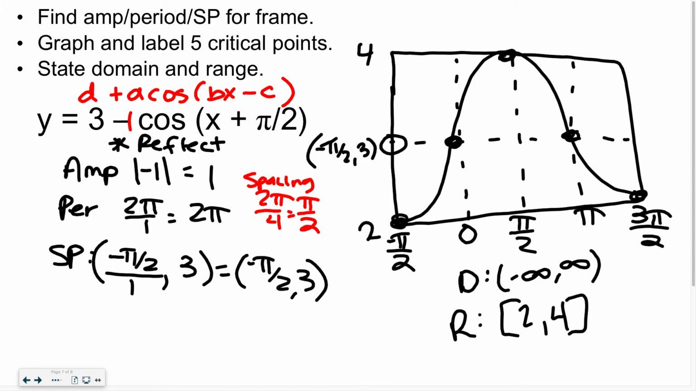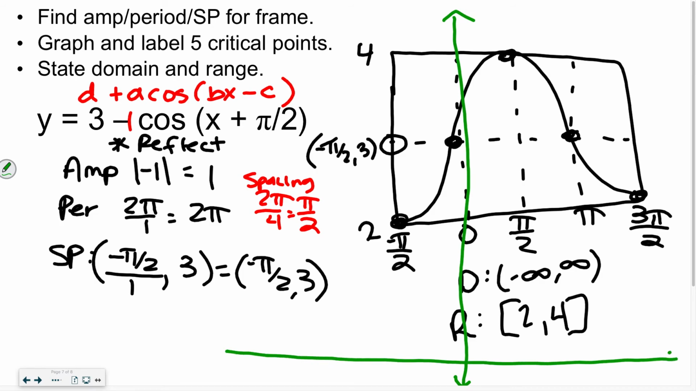In terms of your x and y axes, my y-axis is here. And my x-axis, this was up 3. This is 2, so there's 1. My x-axis must be down here. So this graph, because of that vertical shift, it's not tall enough. It doesn't even cross. It sits above the x-axis on the coordinate plane. So just something for you to think about when you're looking at that.